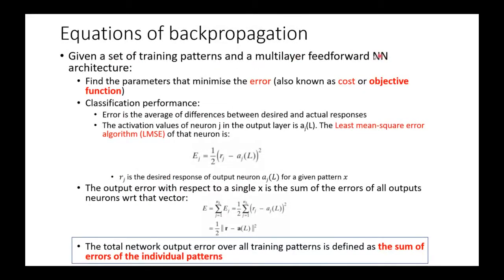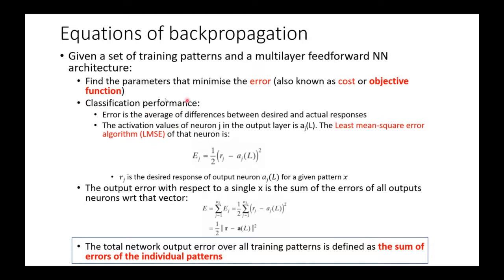Given a set of training patterns and a multi-layer feed-forward neural network, we want to find parameters that minimize the error. And the error is also known as cost or objective function. In this case, we use the least mean square error. We use the least mean square error, but we can use other error measures. As we've seen in the last practical, we used another objective function, which was the entropy, right? And there are hundreds of objective functions, but the most basic one is the least mean square error.